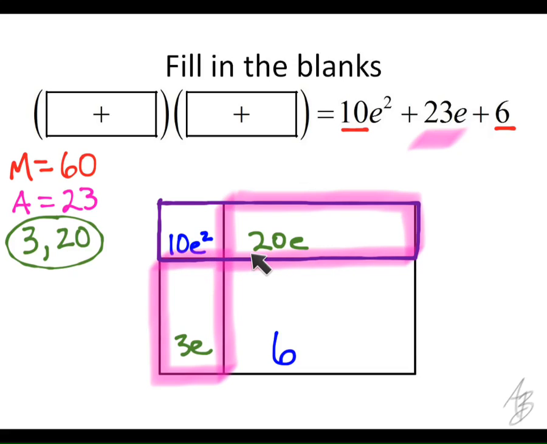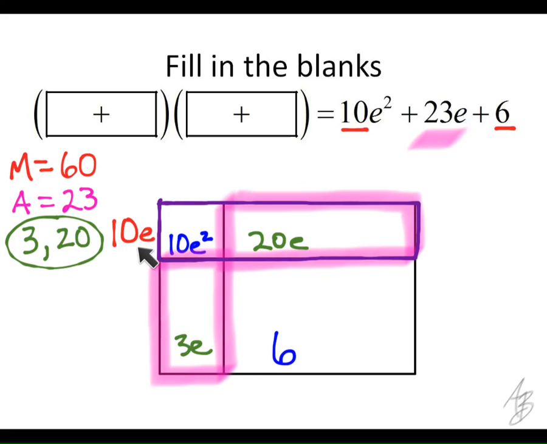What is the GCF of 10 and 20? Let's see if we can do that without a factor tree. What's the biggest number that goes into both? 10. So since the GCF of 10 and 20 is 10, we're going to have a 10 here. But what else goes there? We need an e there also, right? Because they both have an e in common. So this is going to be a 10e.